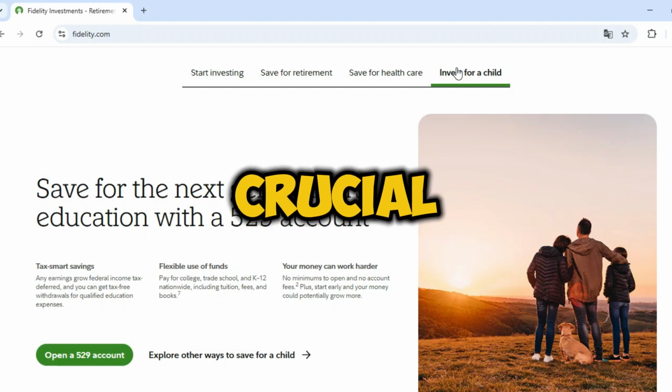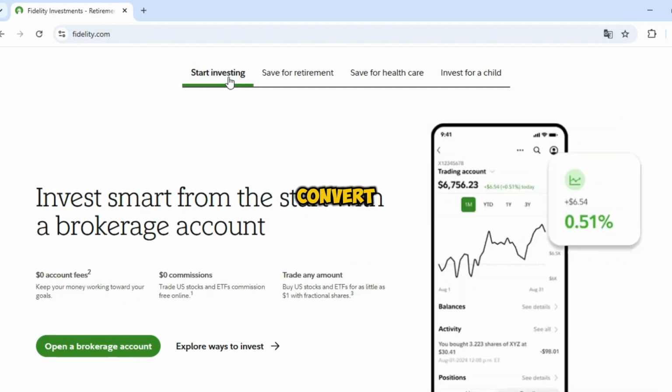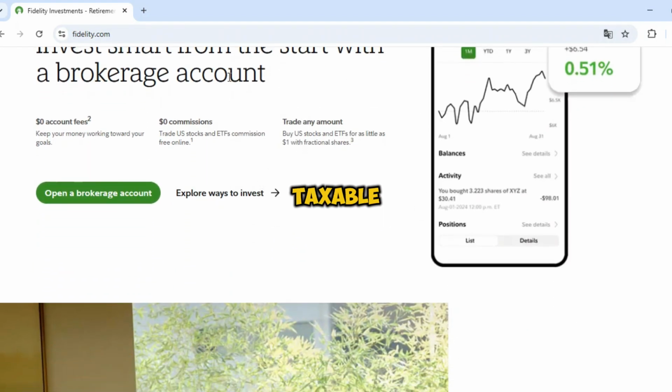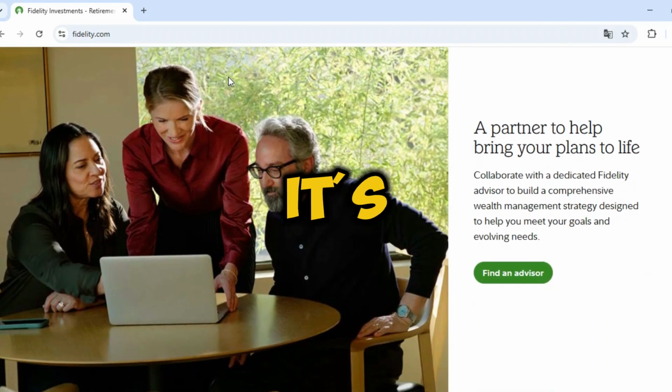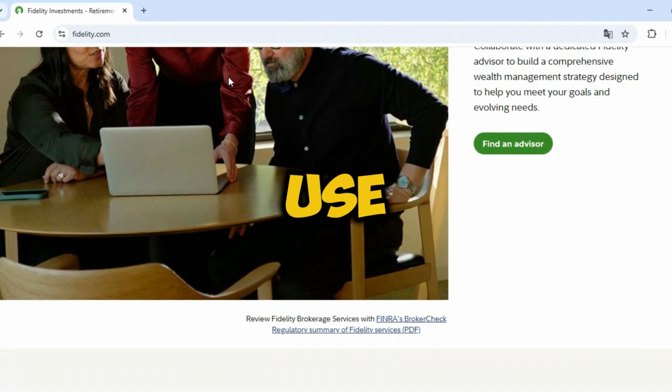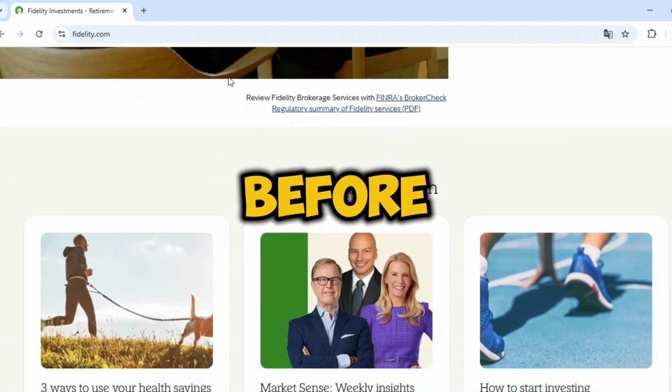And that leads to my crucial pro tip: consider the tax impact before you convert. The amount you convert is added to your taxable income for the year. A large conversion could push you into a higher tax bracket. It's often wise to consult with a tax advisor or use Fidelity's tools to estimate the tax cost before proceeding.